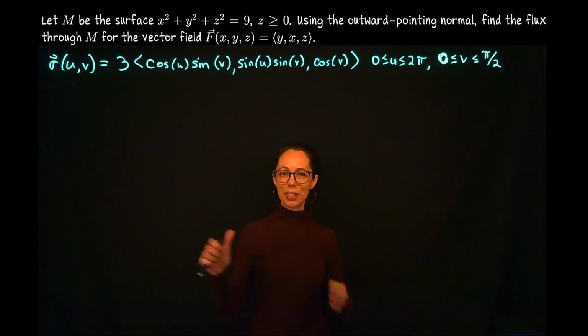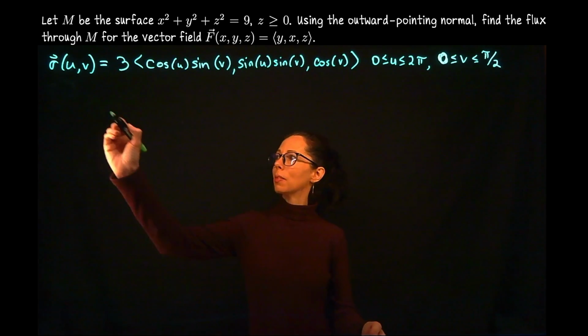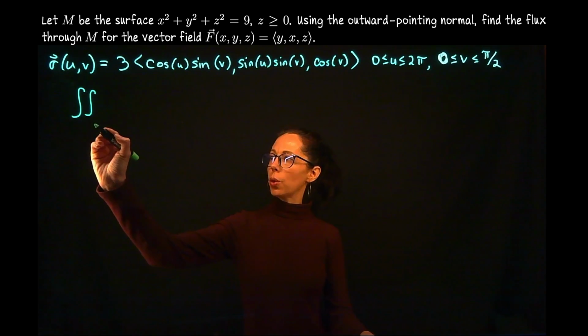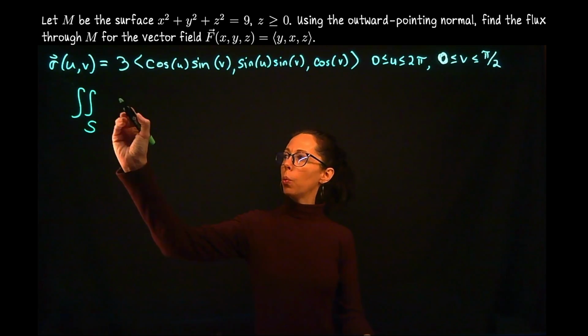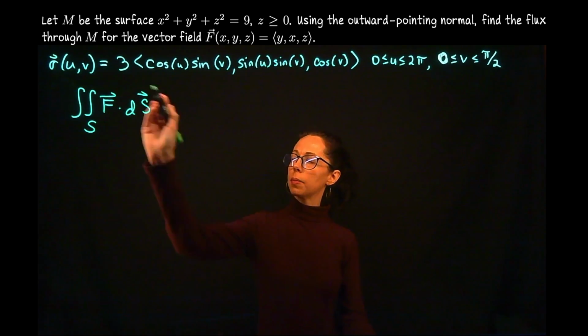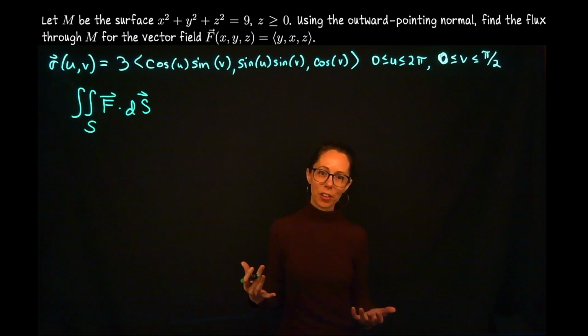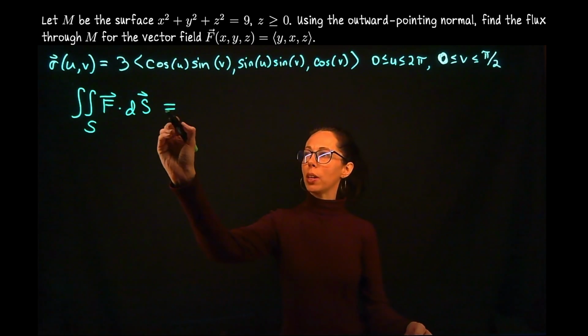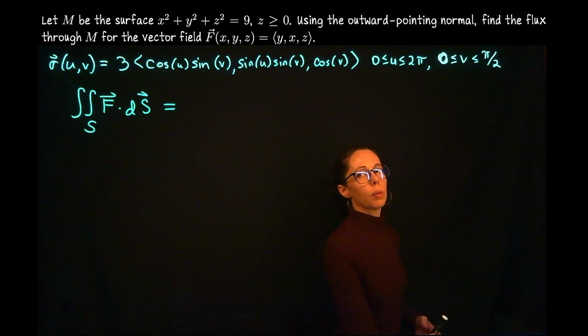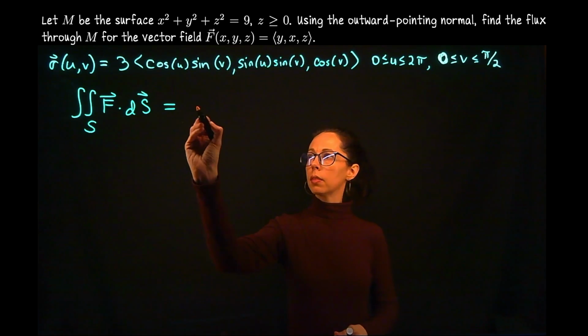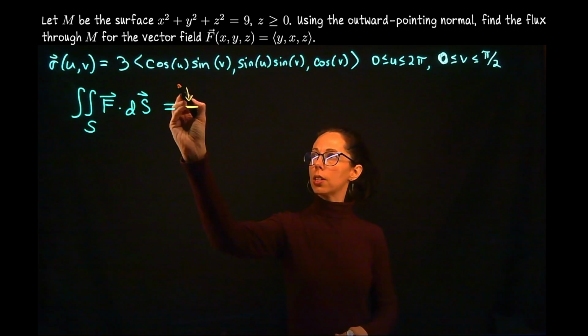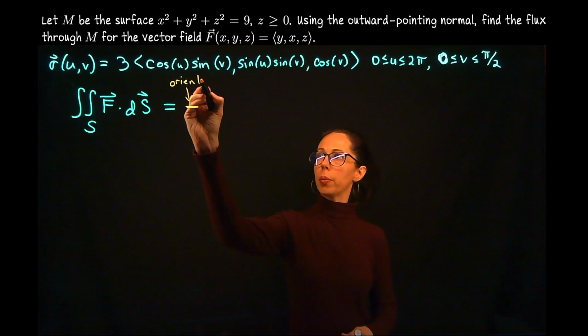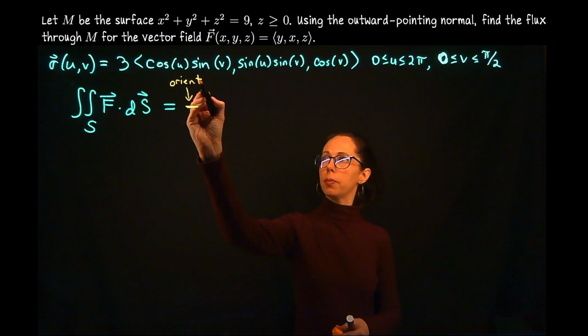All right, let's set up and evaluate this flux integral. Across our upper hemisphere, we would like to do F dot dS. That's saying literally we want to do a flux integral. How do we evaluate that? I'm going to bring in my negative here. This is from that orientation issue that we discovered when we did our cross product of r sub u and r sub v.